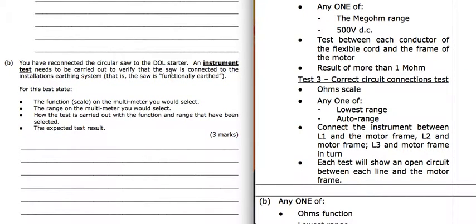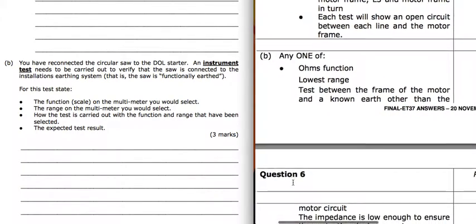We've connected the circular saw to the DOL. An instrument test needs to be carried out to verify that the saw is connected to the installation's earthing system. So not that its earthing protective conductor is okay, but that it is connected to the installation earthing, so that it's functionally earthed. So how are we going to do that?